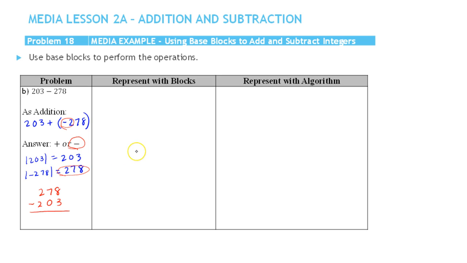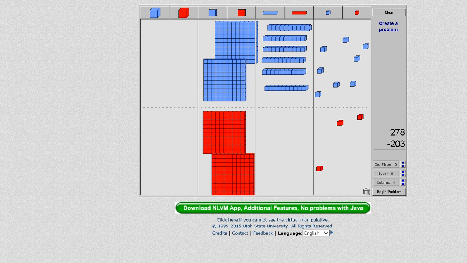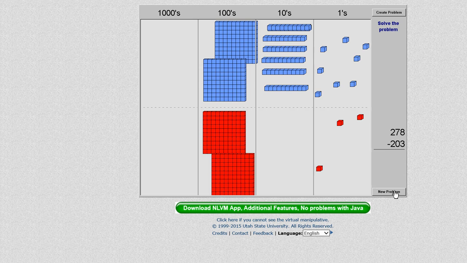So let's go to a website to see how we could represent this with blocks. Okay, so I have the problem all set up. It looks a little bit different for subtraction because what they're trying to show here is the first number, 278, is blue, and we're thinking of that as positive, or the first number, and the blocks in red are what we're going to subtract.